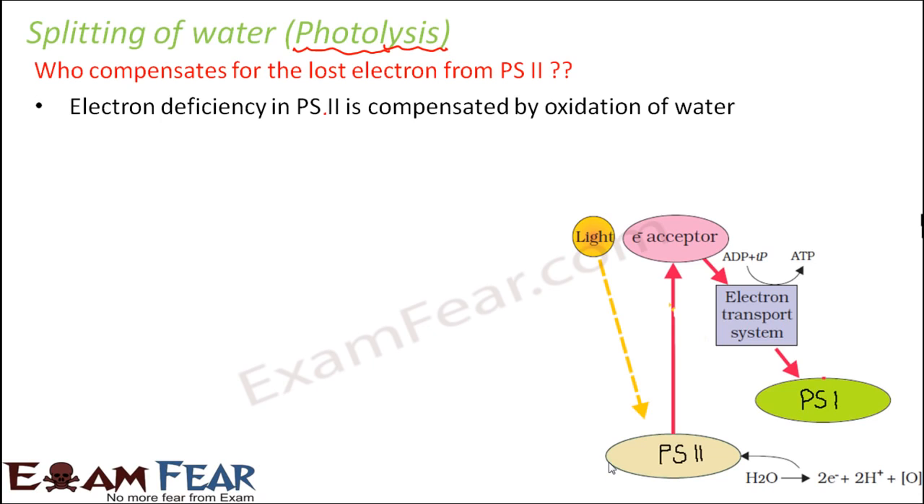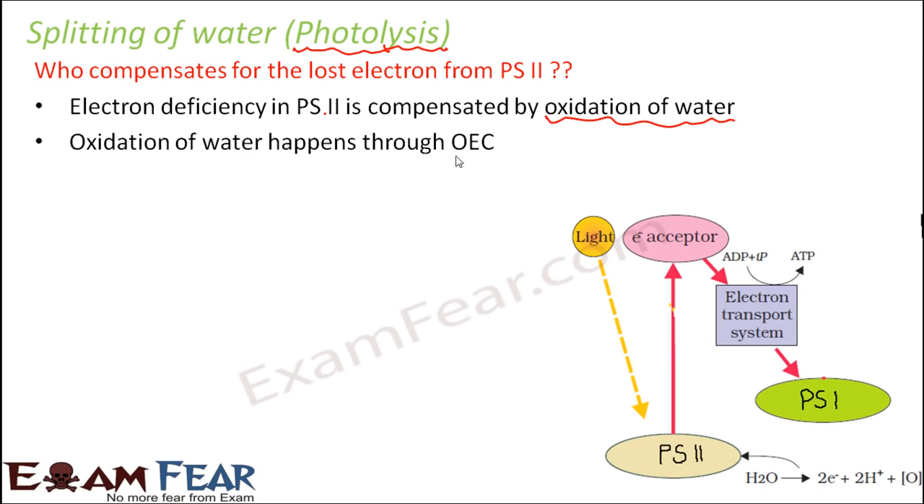Now electron deficiency is compensated by oxidation of water. So oxidation of water is nothing but splitting of water into hydrogen ions and electrons and oxygen. And these electrons are sent back to PS2 in order to fulfill the deficiency. Now, how does this take place? This oxidation of water happens through OEC. What is OEC? It is oxygen evolving complex. That is OEC, oxygen evolving complex.